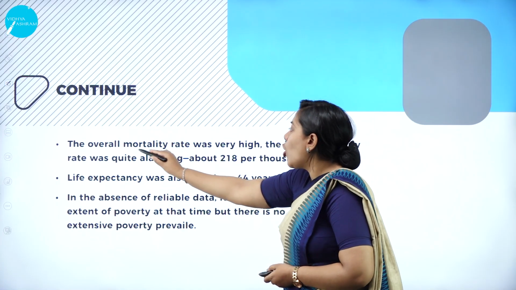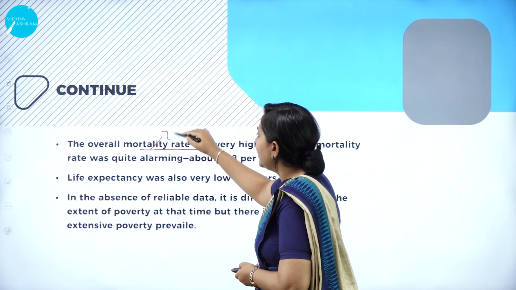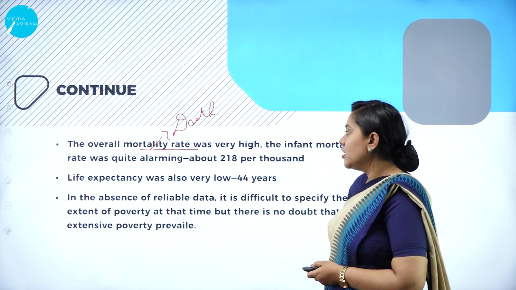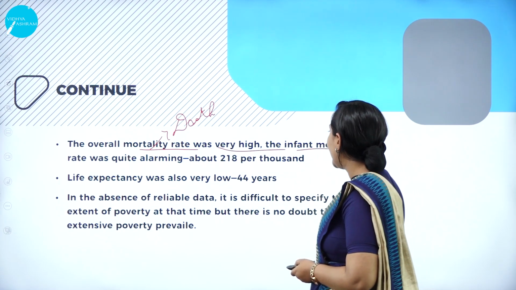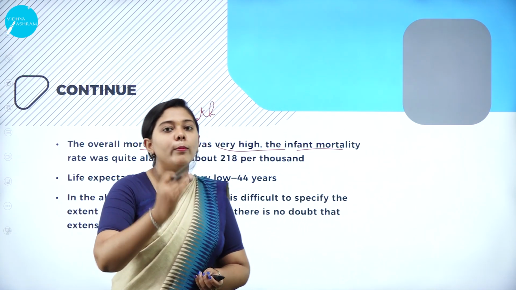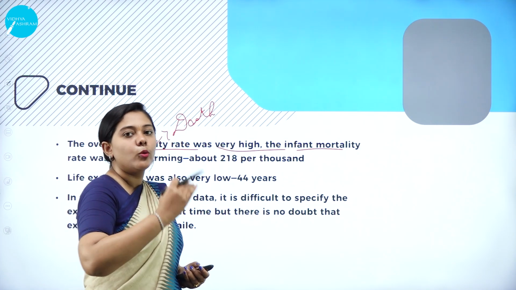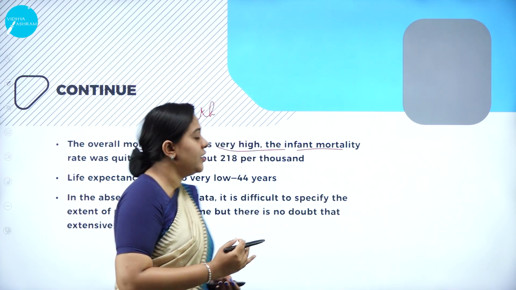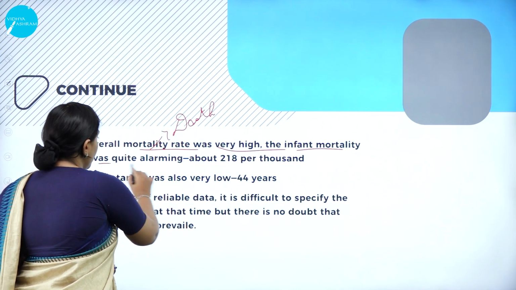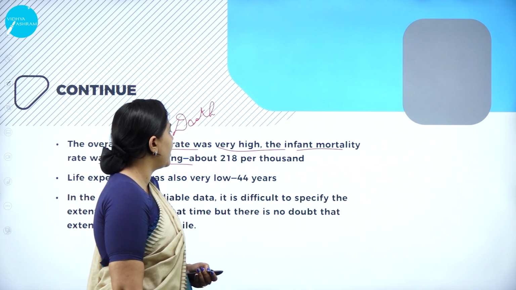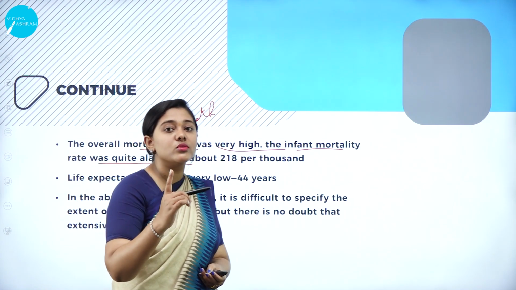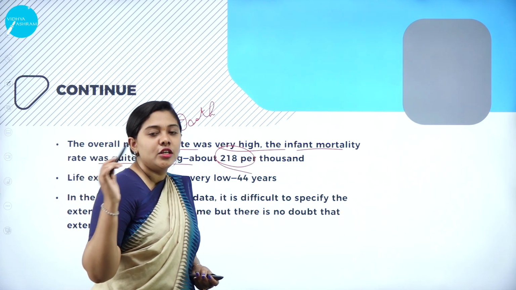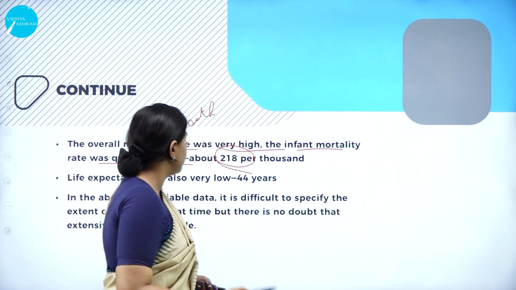The overall mortality rate. So what is mortality rate? Mortality rate is called the death rate. It was very high. Infant means a small, newborn baby, a baby who is not yet considered a child. Infant mortality rate was quite alarming, about 218 per thousand. Per thousand population, 218 infants used to die every year.